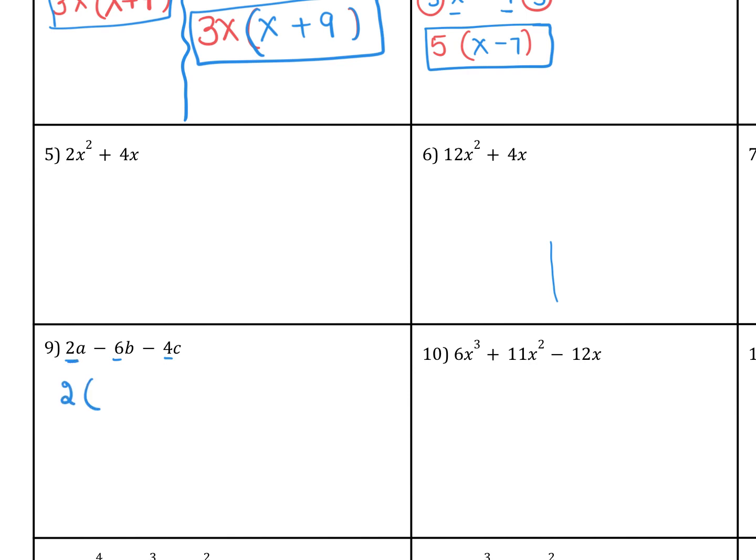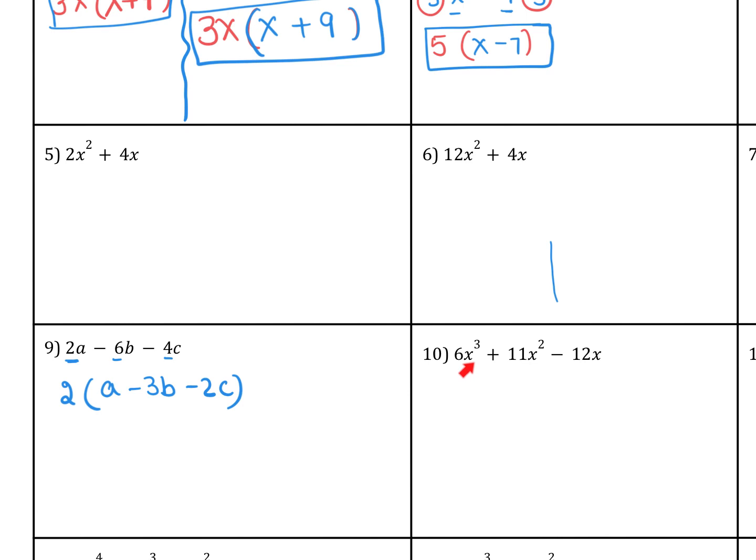So you divide 2a by 2, and you're left with only a. And you divide this 6b by 2 and you're left with 3b. And you divide this 4c by 2 and you're left with 2c. Just to remind you that no variable is common here. So a, b, and c are all different. So they are not common to get out of the parentheses. So we cannot factor any variable.